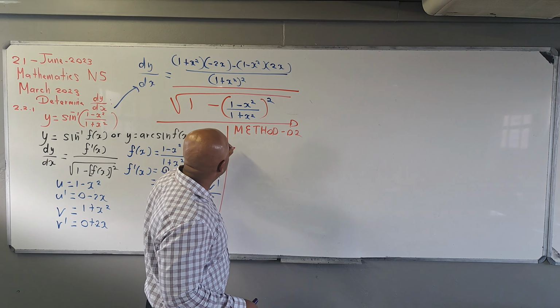So what I will do is I will take sine of both sides. I'll go sine on the left, sine on the right. So I'm taking sine of both sides. So sine of the left, sine of the right.